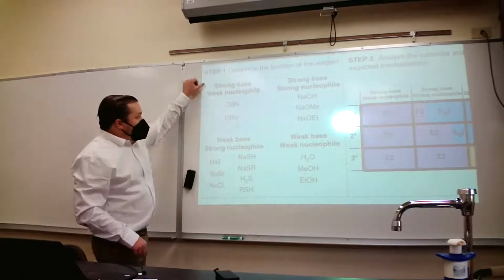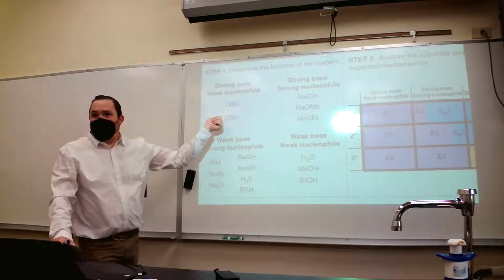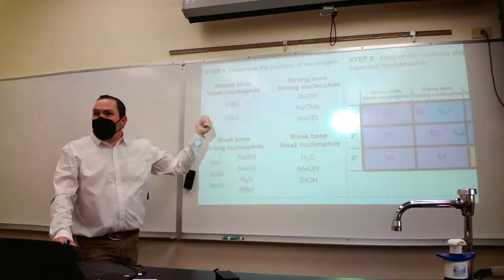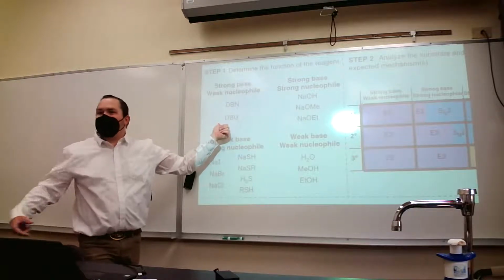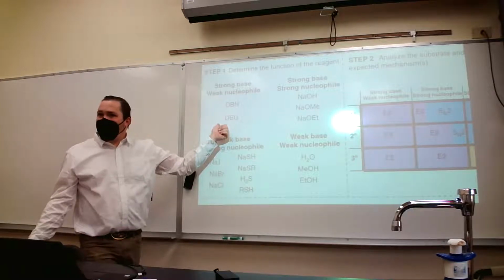So if it's a strong base, weak nucleophile, basically we're only going to see elimination. So those are actually some of the easiest ones to deal with. And not only do you only see elimination, you're going to get the Hoffman product. You're going to get the least substituted alkene, as opposed to the Zaitsev product.